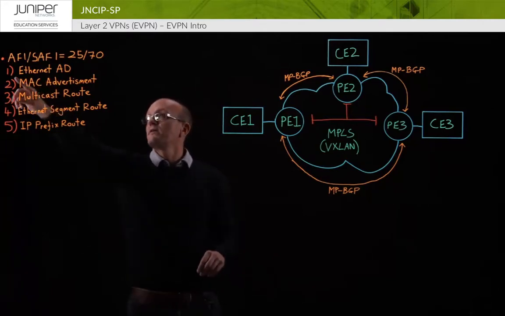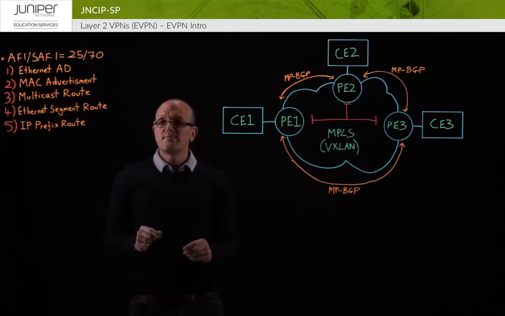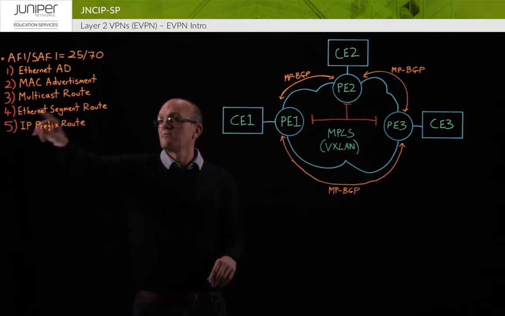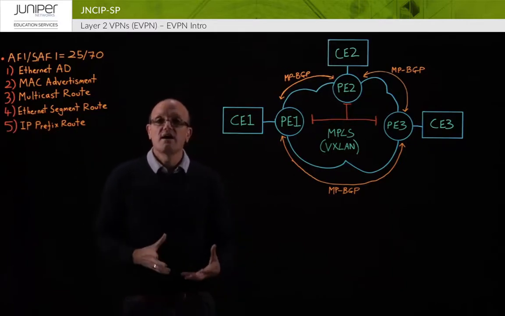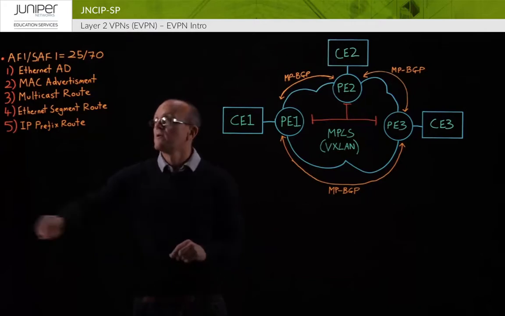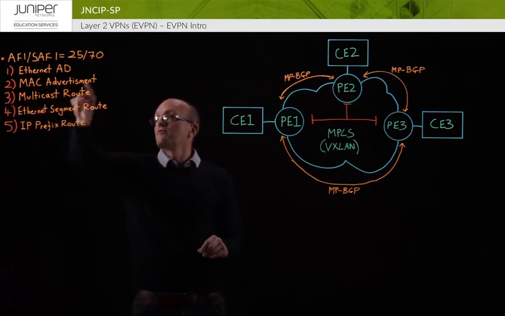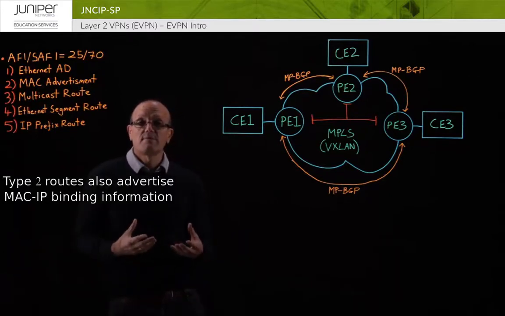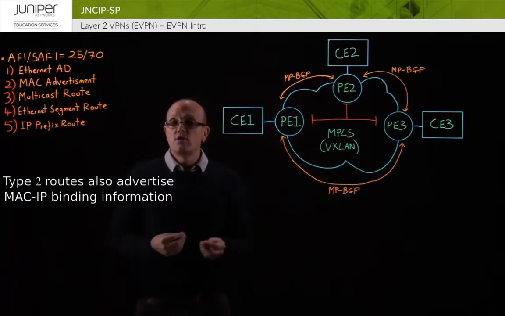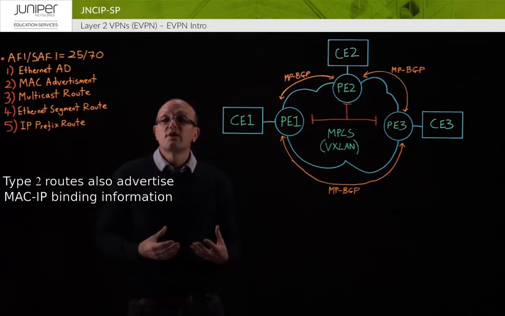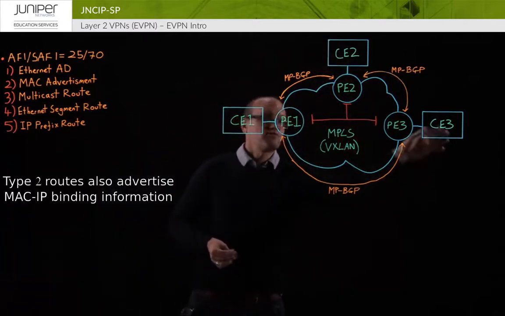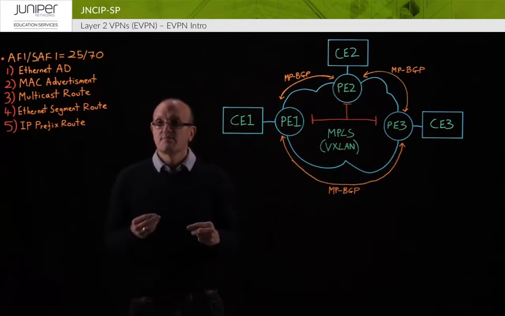So type 1 is Ethernet auto discovery, and this, along with type 4, Ethernet segment route, we are facilitating multi-homing in an EVPN environment. The type 2 route is a MAC advertisement route, and this happens whenever a PE learns the location of a MAC address. It will advertise that MAC address to remote PEs.